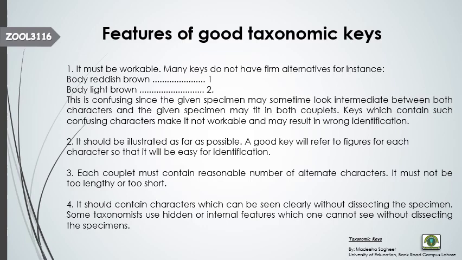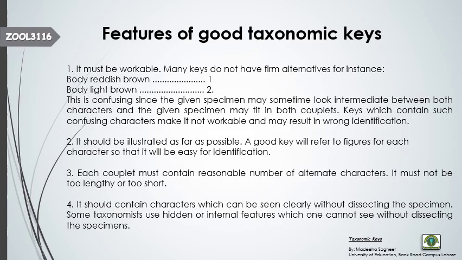Secondly, it should be illustrated as far as possible. A good key will refer to figures for each character. If the key is good, then not only is a statement given, but a picture is also given with that couplet. Why? Because it is easier to see in the picture whether our specimen has the same features as visible in the picture. This is another good feature of a taxonomic key.